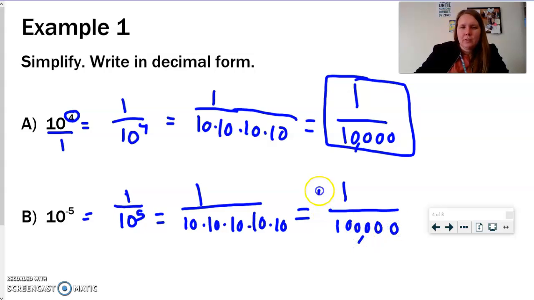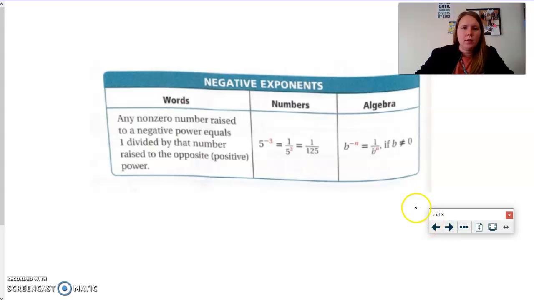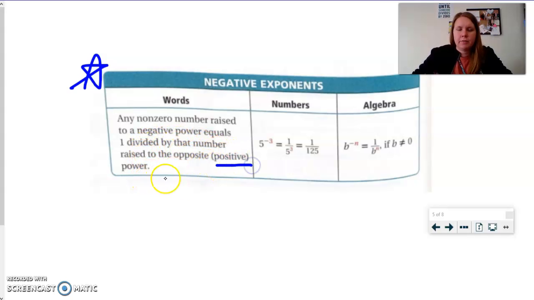And that would be my solution for B. A little bit more in depth about this rule. So here's this negative exponent rule. It says any non-zero number raised to a negative power equals 1 divided by that number raised to the opposite, or that positive version of the power. So that's why I was taking things like 10 to the negative 2, bringing that down to the bottom, making that exponent now a positive, and I'm going to solve it out this way.